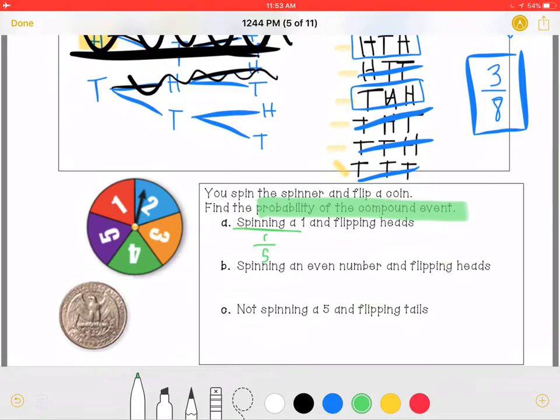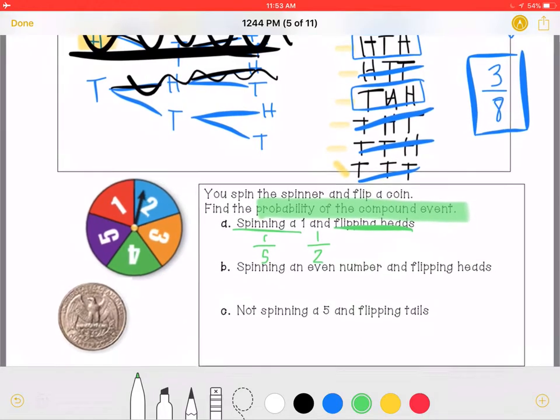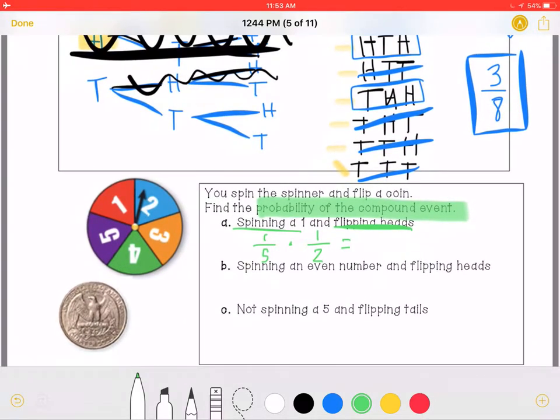What's the probability of flipping heads? Well, you only have 1 heads out of, your sides are either heads or tails, so out of 2. Now I want to know the probability of both of these events happening, so I'm going to multiply them together. So when we multiply fractions, just multiply across the top and the bottom. 1 times 1 is 1, 5 times 2 is 10. The probability of spinning a 1 and flipping heads is 1/10.